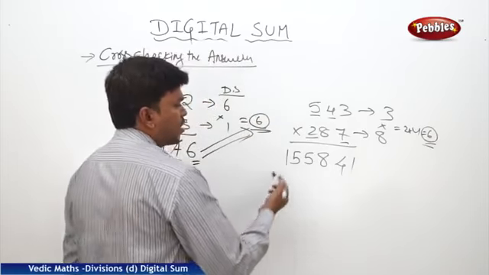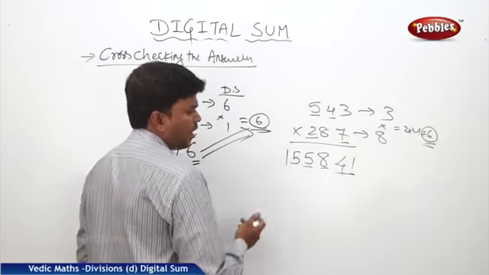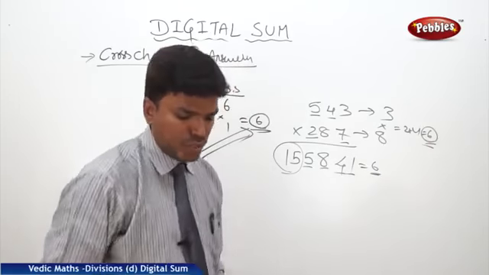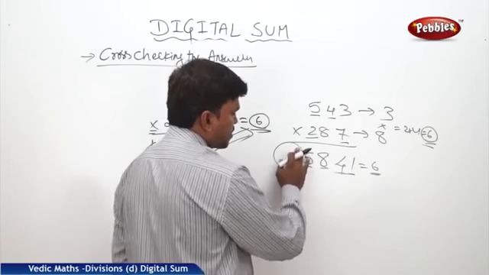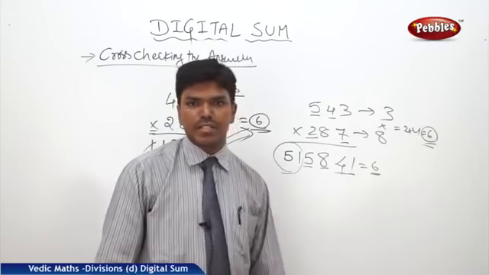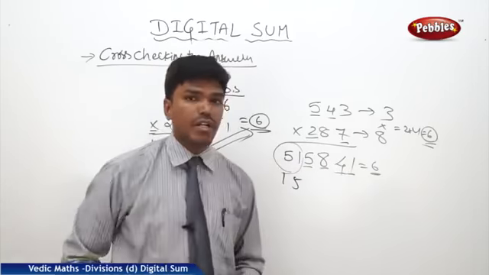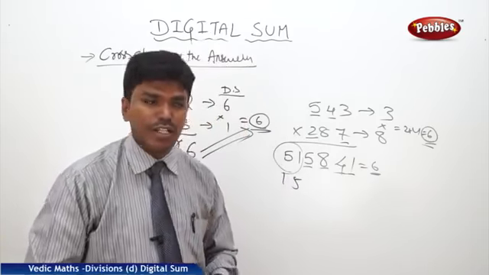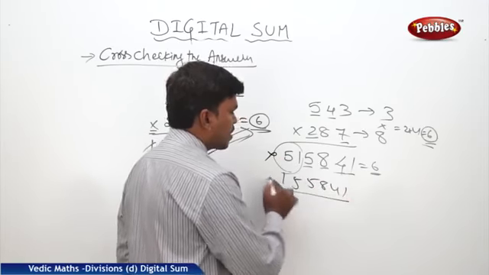Now in the answer, 5 and 4 you can ignore. 8 and 1 also you can ignore. Why? Because they are adding up to 9s. Now remaining is 15. 1 plus 5 is 6. Yes, it is matching. But suppose if I put here 5 and 1, even then I am getting the same digital sum. Yes or no? Yes, 5 plus 1 is 6, but before the answer it was 15. Now it is 51, even though the digital sum is matching. But is it the right answer? No, it is a wrong answer. What is the right answer? 155841. This is the right answer.